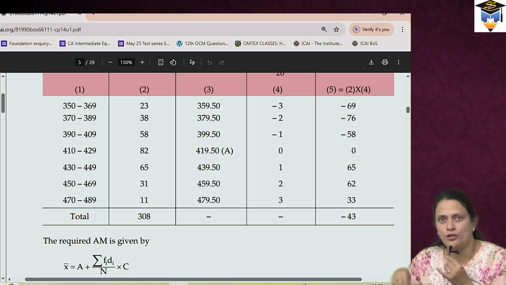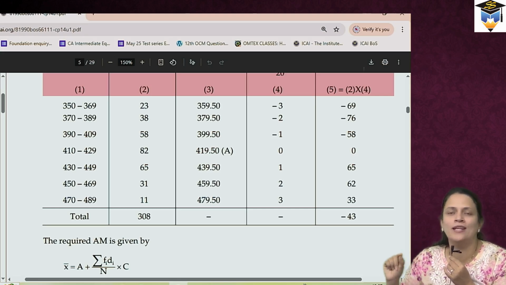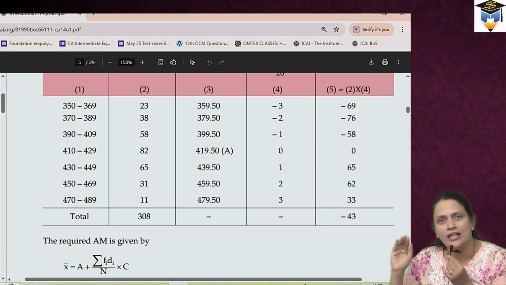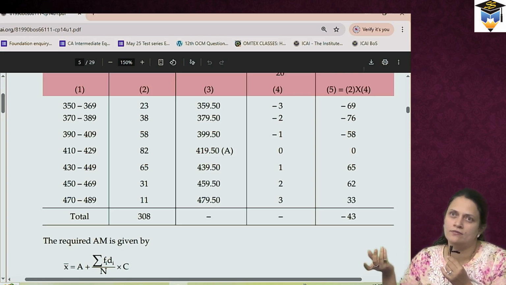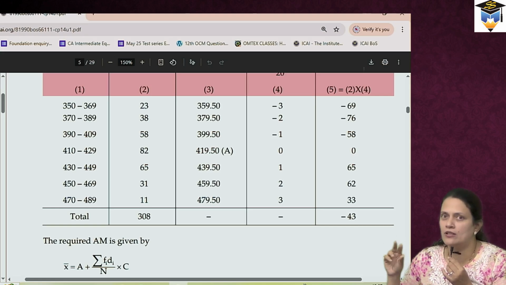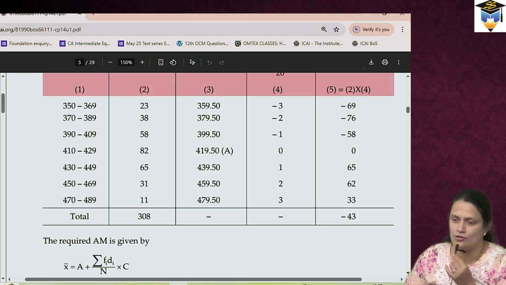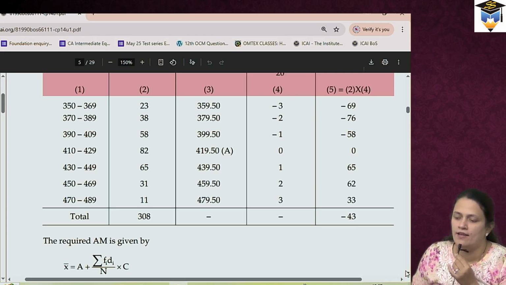If there are an odd number of observations, take the assumed mean as the mid value. If there are an even number of observations, you can take any one of the mid values between them, or you can also find the arithmetic mean of those two mid values. That is also fine. Statistics is very easy if you understand it very well.